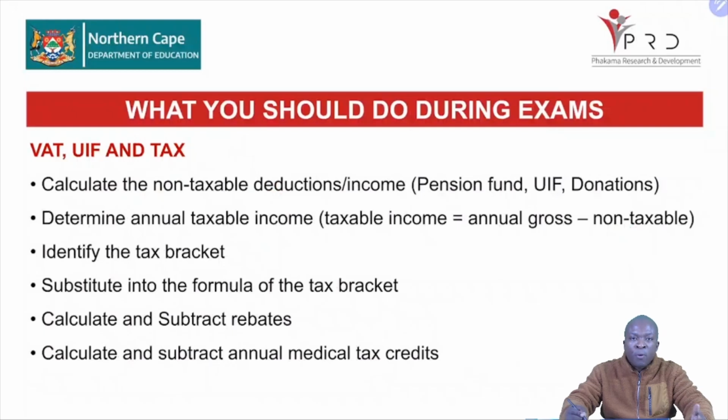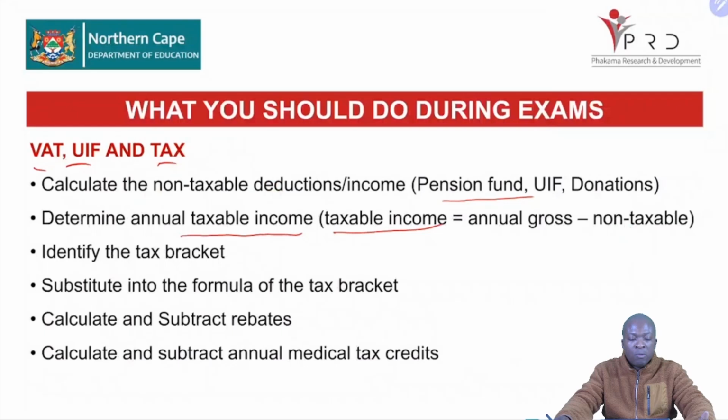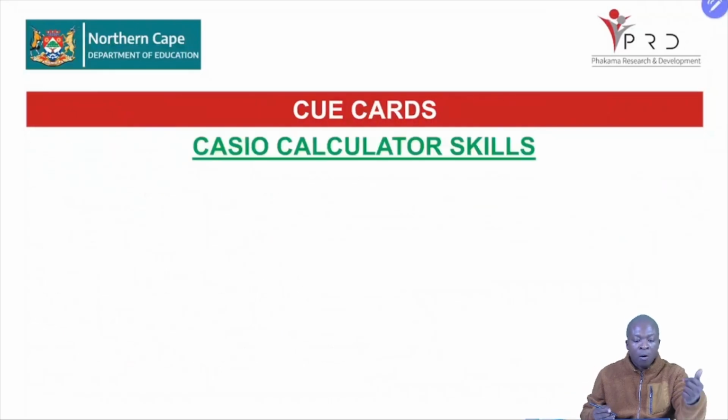What we are going to be focusing on in this lesson will be on VAT, UIF, and tax. So get ready on that. What are we going to be focusing on? I've already shown you here. When we're talking of annual taxable income, you will get the formula so that it will help you. You should be able to identify the tax bracket, be able to use formulas to calculate. You should be able to subtract rebate and medical tax credit, all of them.